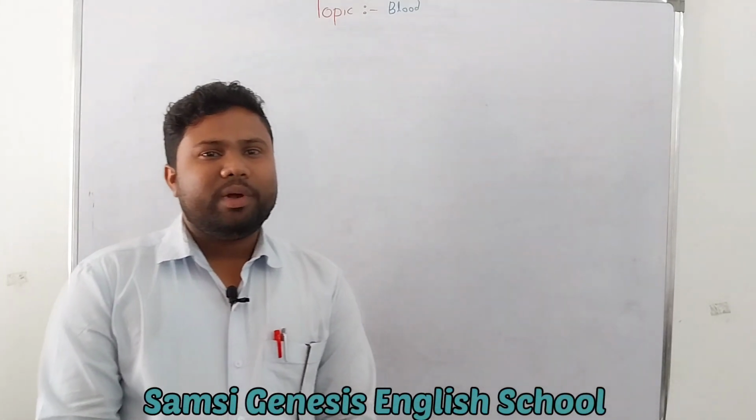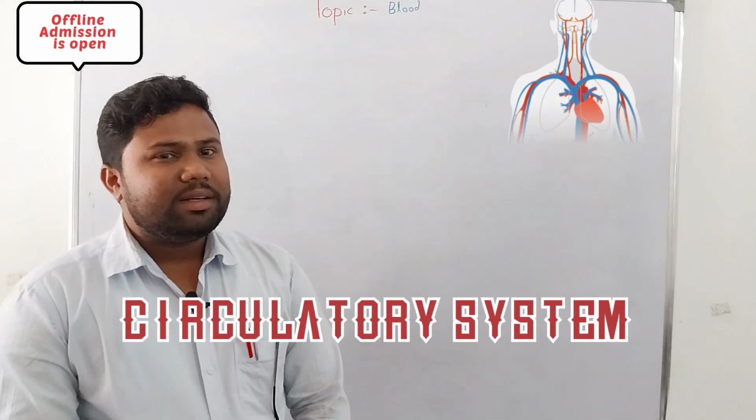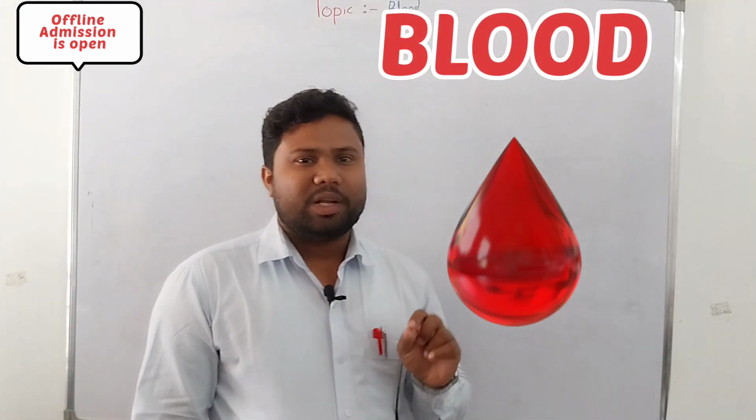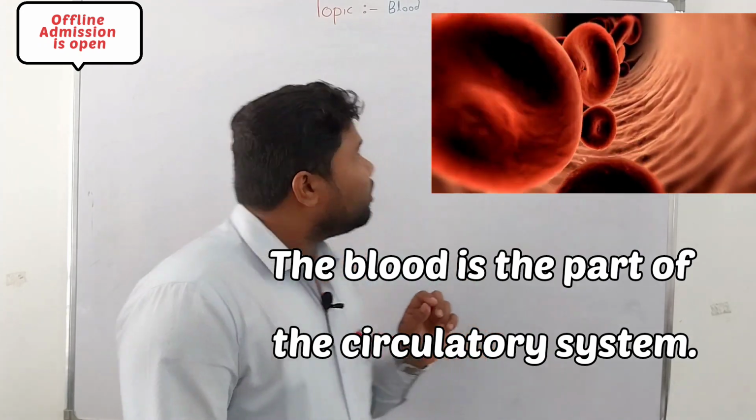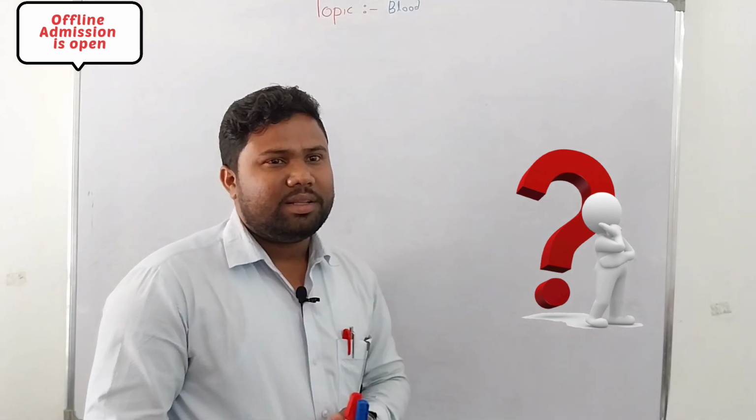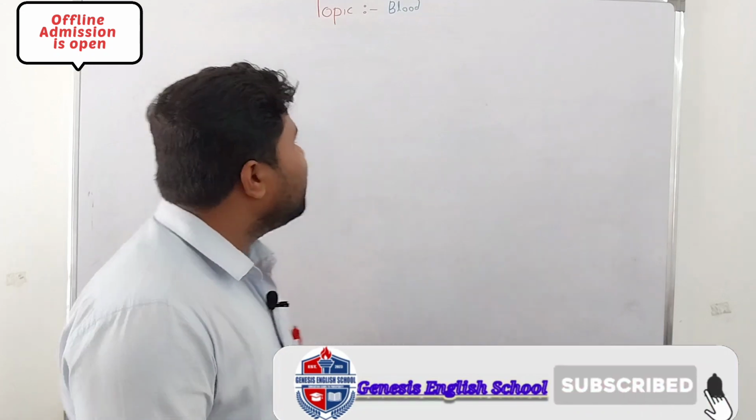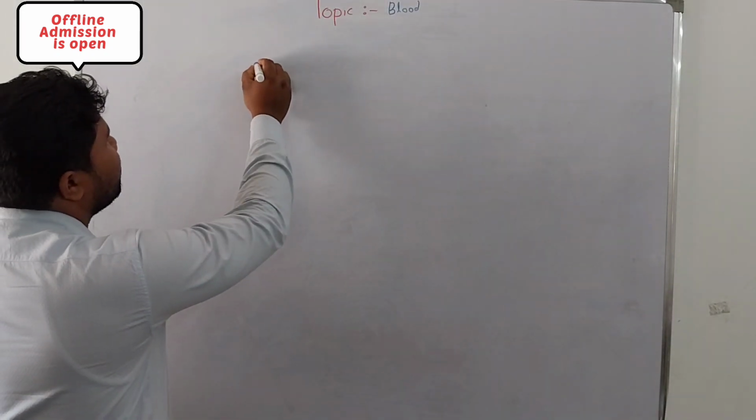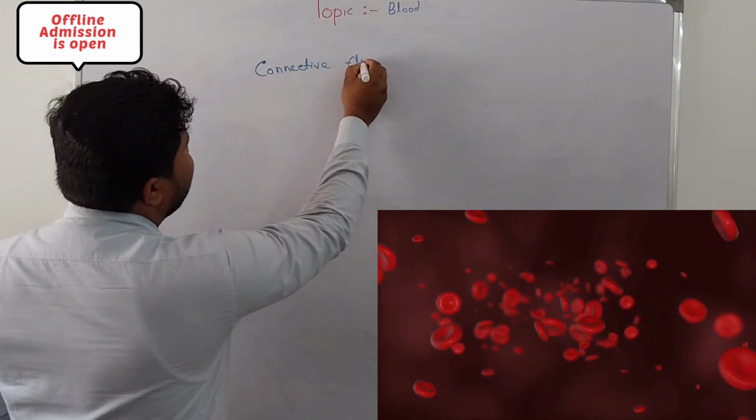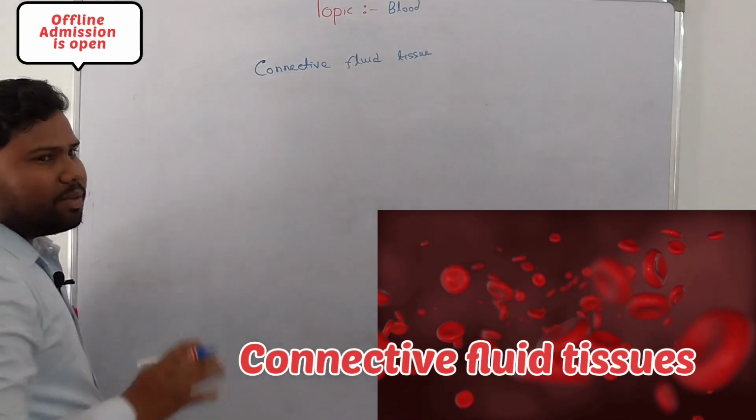So today we are going to discuss the very hot topic, that is the circulatory system, and today our topic is blood. Blood is part of the circulatory system. First of all, we have to know what blood is and what the function of the blood is. That is very necessary to understand. First of all, blood is a kind of connective fluid tissue. So that is blood.